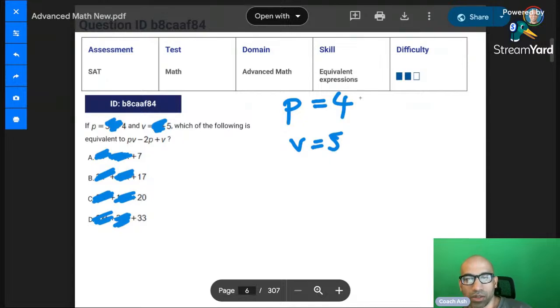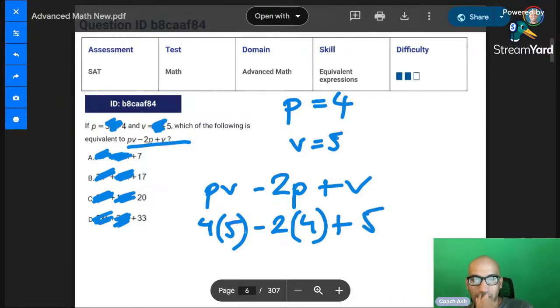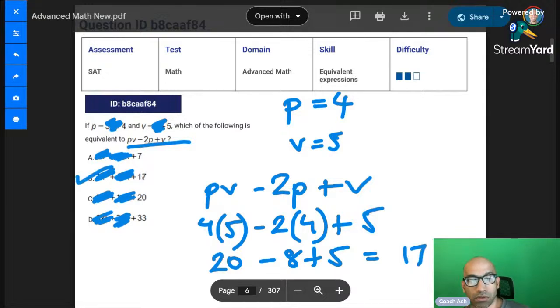So you're given p is equal to 4, v is equal to 5, and now can you evaluate what is pv minus 2p plus v? So p is equal to 4, v is equal to 5. Just write it down here: 4 times 5, minus 2 times p, minus 2 times 4, and plus v, which is 5. So let's calculate this. Now this one you can use a calculator. I would highly recommend you use a calculator for this one. We get 20 minus 8 plus 5. All right, so 20 minus 8 is 12, plus 5 is 17. And there you go. That's your answer.